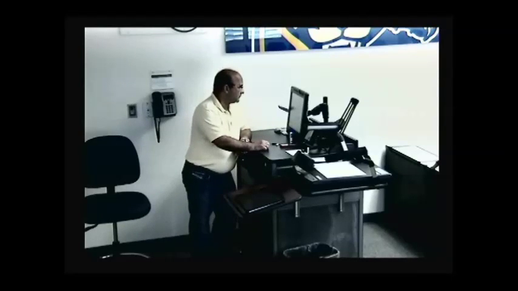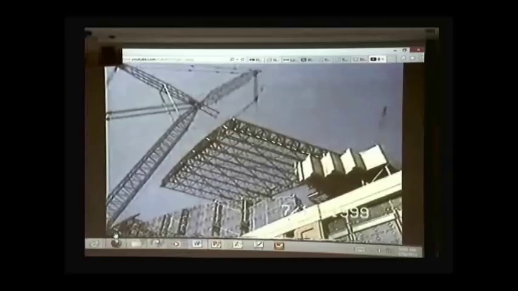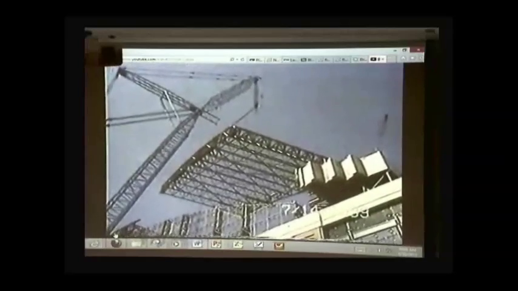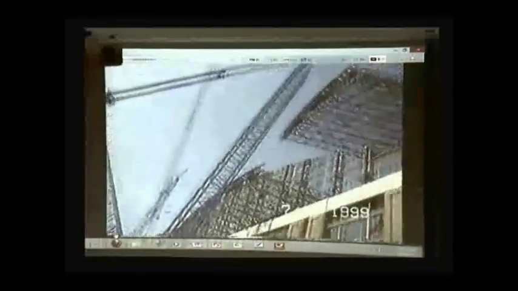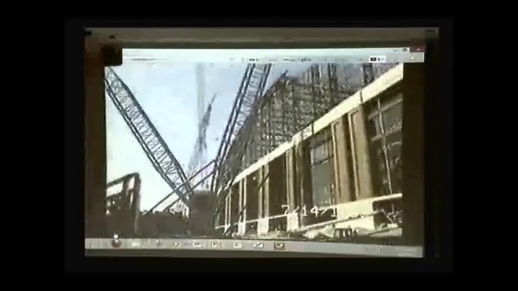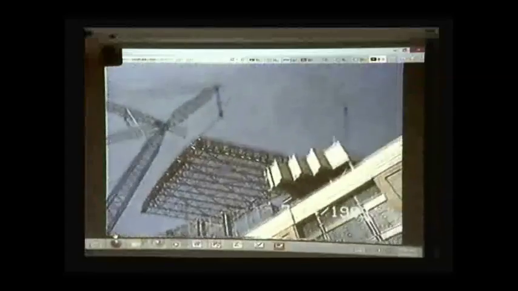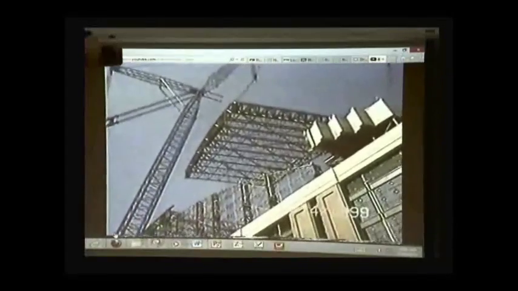This crane crashes during construction of the new Miller Park Stadium, Milwaukee, Wisconsin. July 14th, 1999, and three men lose their lives. Coming down now. Okay, watch it, watch it!